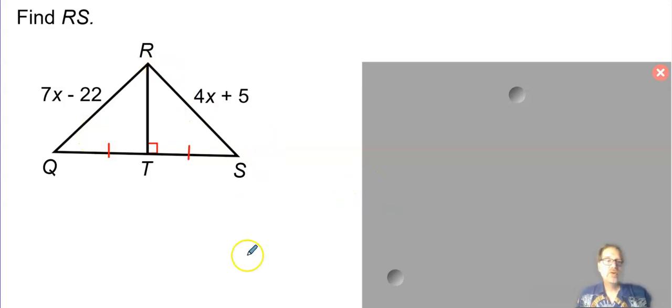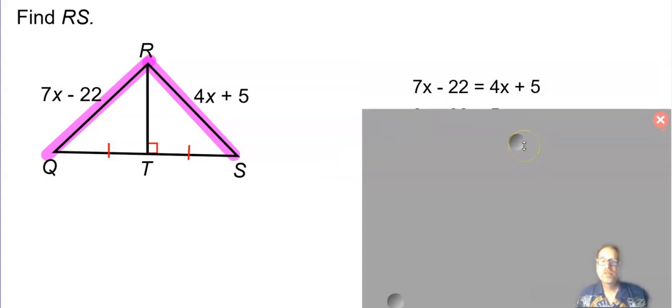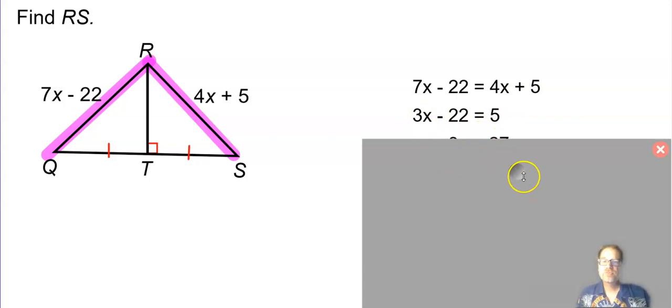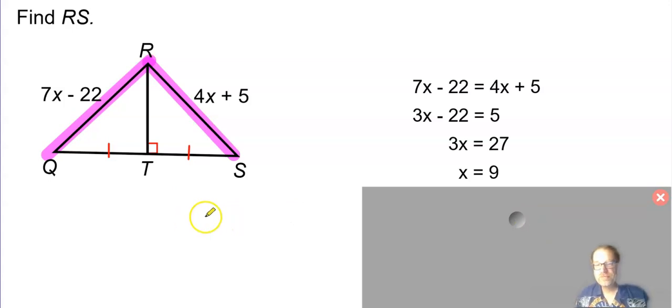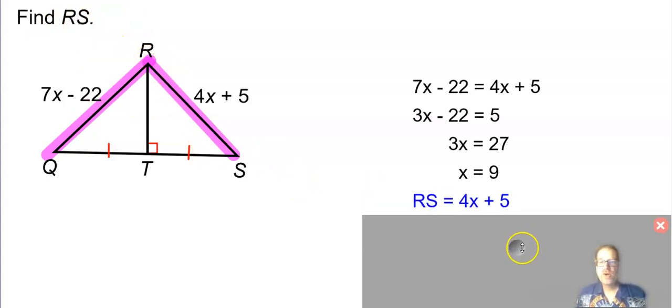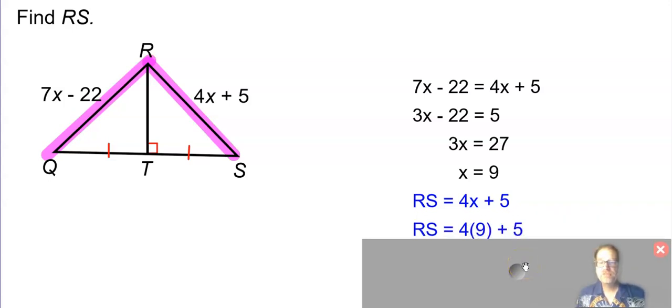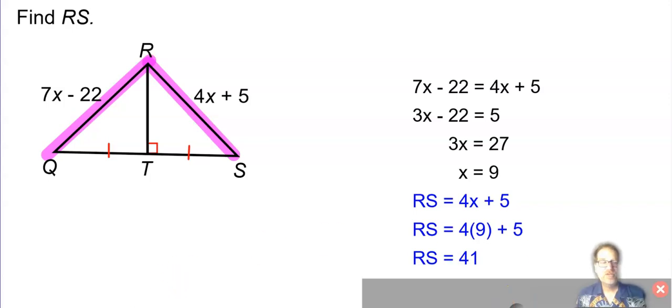If we want to find the value of RS, again, we've got congruent sides. Those two sides are going to be the same. Move the smaller x, subtract 4x from both sides. Add 22 to both sides. Divide both sides by 3. Now, if you tell me 9 is the answer, I'm going to mark you wrong because they said find RS, this length right here. So RS is 4x plus 5. Take out the x, plug in a 9, work it out, and we find out RS is 41. Easy.